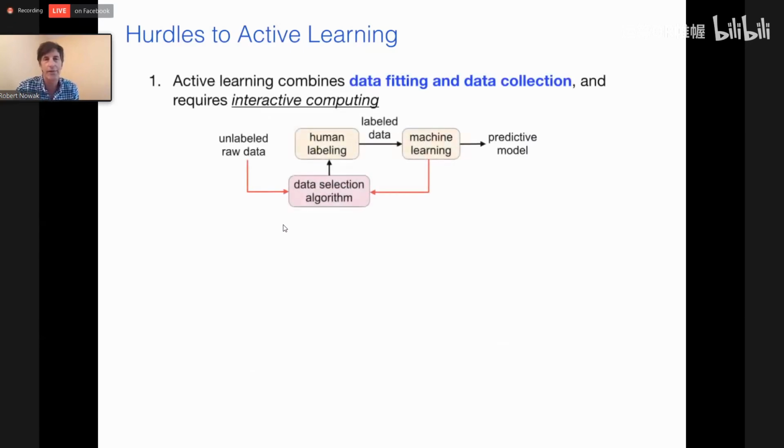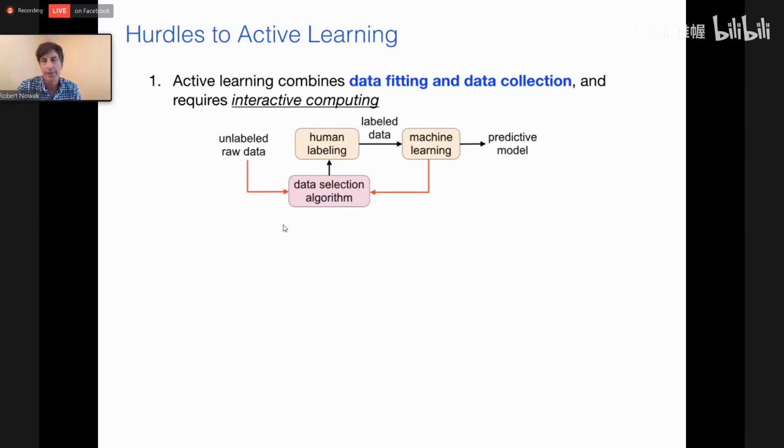And so one is just the fact that active learning combines data fitting and data collection. And so it requires this interactive computing and human-computer interfacing that makes the whole software system a lot more complicated than simply coding up your favorite algorithm in Python. And so that's one of the reasons contributing to the fact that people aren't widely using active learning all the time.